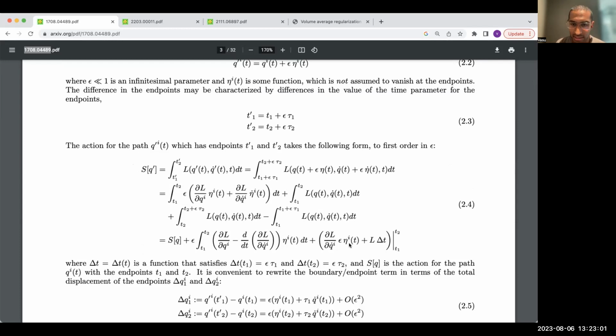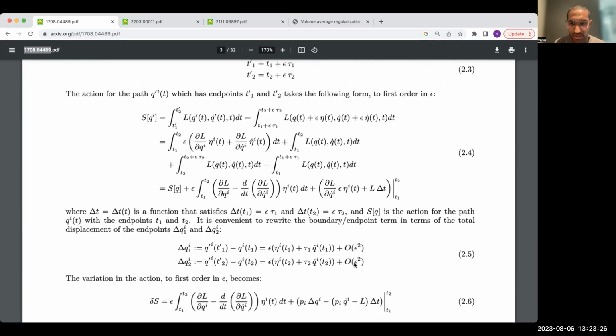And notice that here, in addition to having this eta I with the epsilon, we also have L delta t, right? And so delta t is this quantity that satisfies the following property. When you evaluate it at T1, it's epsilon tau 1. When you evaluate it at T2, it is epsilon tau 2. Great. So now we have a way of being able to vary the endpoints.